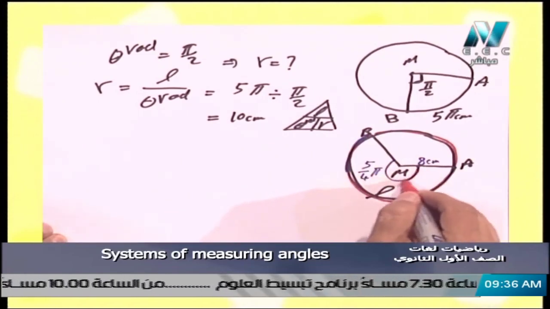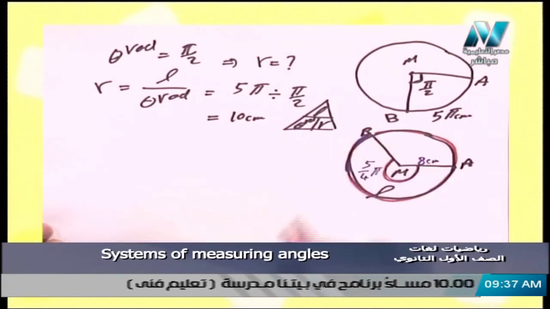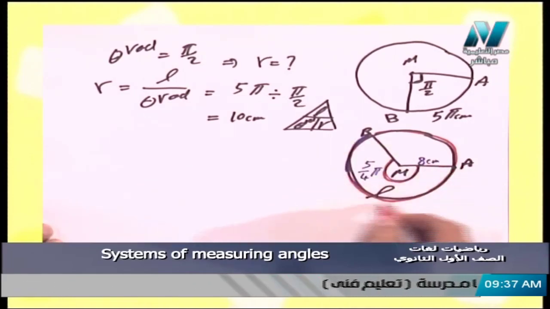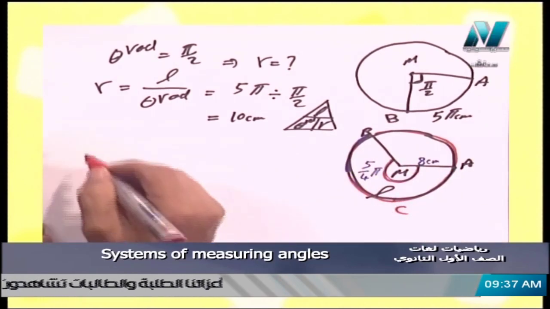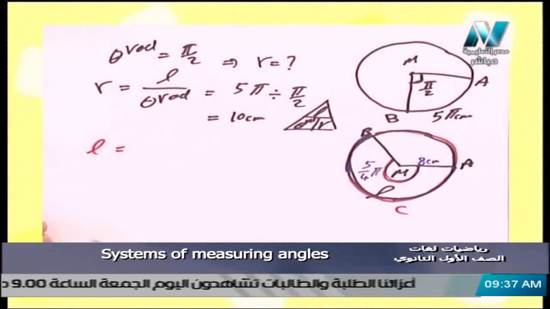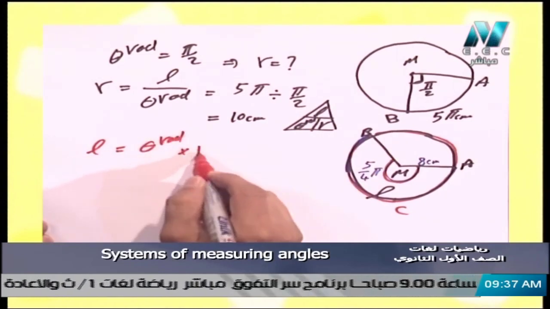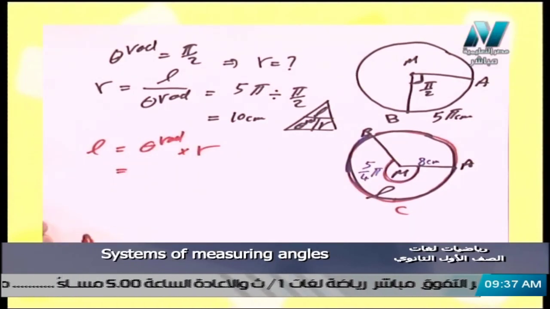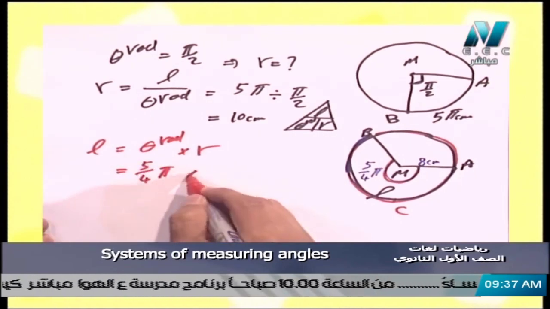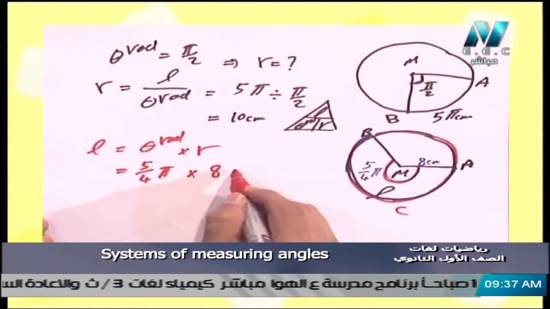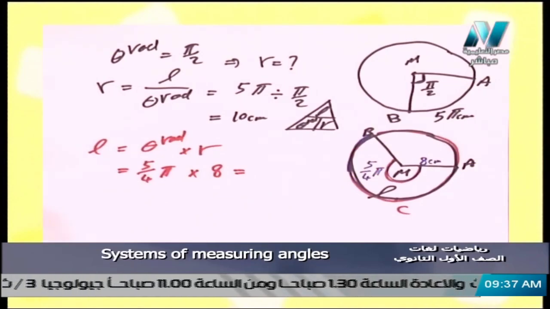Because we have this angle, which is a reflex angle, it's opposite exactly to the major arc L, or the major arc AB, or we can say ACB. So to find L, we multiply theta rad by the radius. Theta rad here is 5 over 4 pi, multiplied by the radius, which is 8. Okay, we can calculate it using the calculator here.